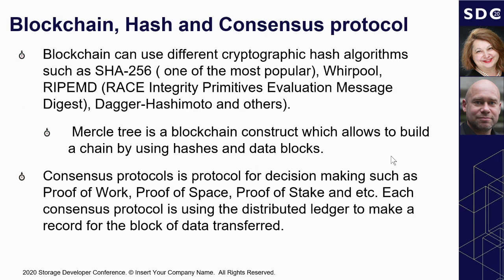So now let's break it down. This is my attempt at definitions. I'm not saying it's right, I'm not saying it's wrong, but this is how I would view the blockchain today. So what is blockchain today? It's a data construct based on a Merkle tree data structure. And it allows you to build a chain using hashes and data blocks. And blockchain itself can use different cryptographic hash algorithms, such as SHA-256, which is one of the most popular. That doesn't mean that we don't have SHA-1, SHA-2, SHA-3. There are a number of cryptographic functions.